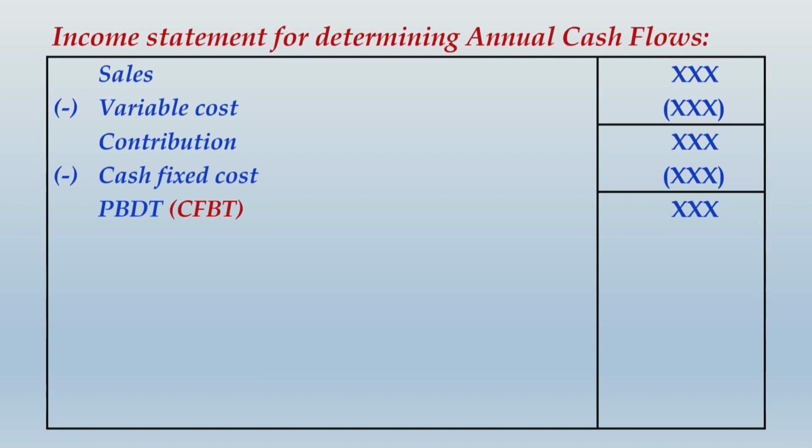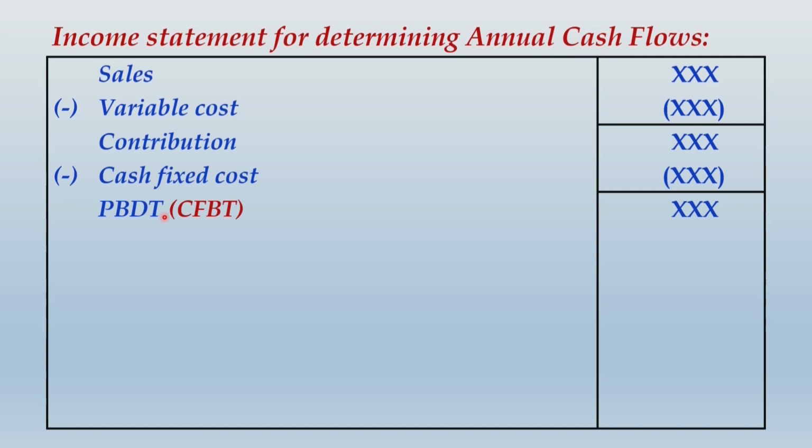Now you might be wondering, what is this PBDT and CFBT? I will give you the full forms in a while. PBDT means profit before depreciation and tax. Here I am assuming the word depreciation is inclusive of amortization of intangibles. Means when I speak of depreciation over here, I am speaking of depreciation and amortization, it is implied.